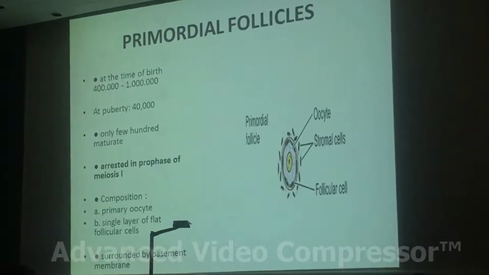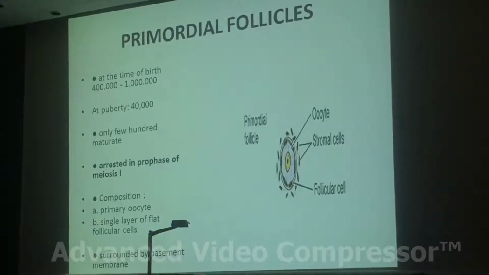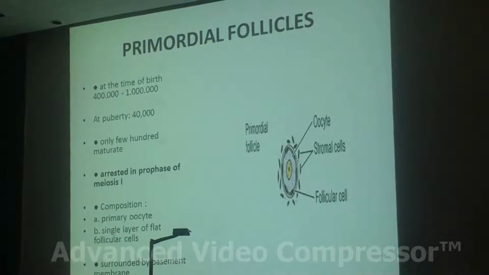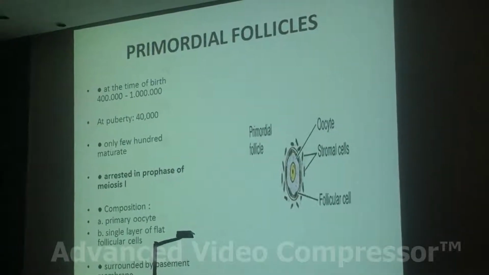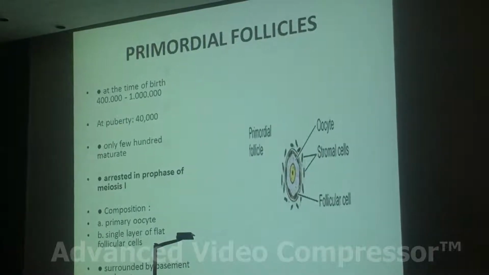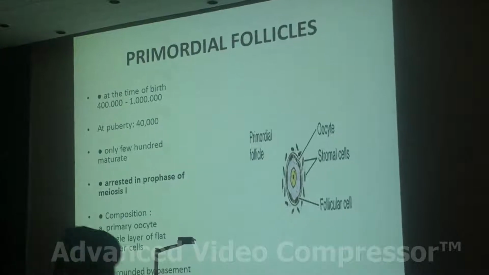Oogenesis is actually quite different from spermatogenesis. Do you know? Sperms are produced in the testis. Spermatogenesis starts at puberty under the effect of testosterone. Oogenesis is quite different. Actually, oogenesis starts prenatal, before birth. How is that?